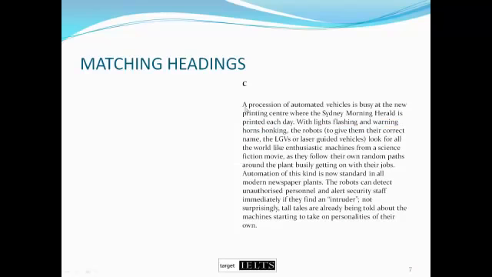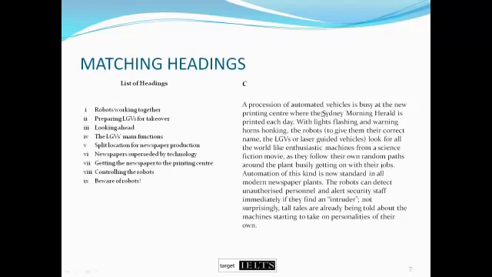The next paragraph, we have a procession of automated vehicles is busy at the new printing center where the Sydney Morning Herald Sun is printed each day. With lights flashing and warning horns honking, the robots, to give them their correct name, the LGVs or laser guided vehicles, look for all the world like enthusiastic machines from a science fiction movie as they move on their own random paths around the plant, busily getting on with their jobs.